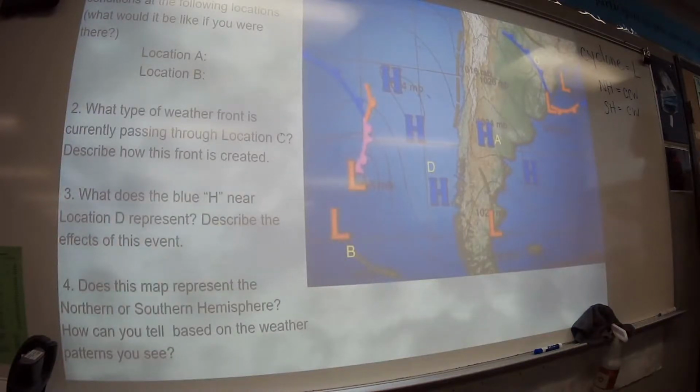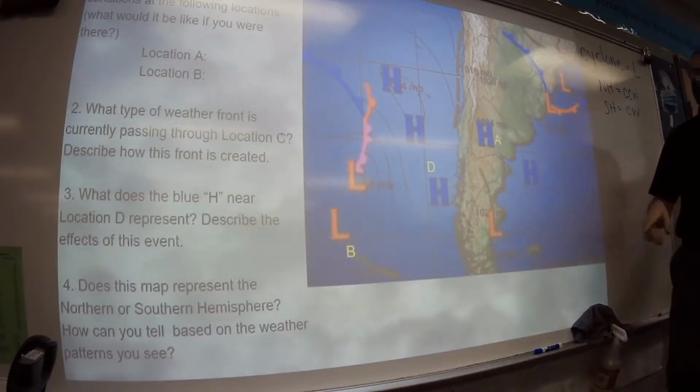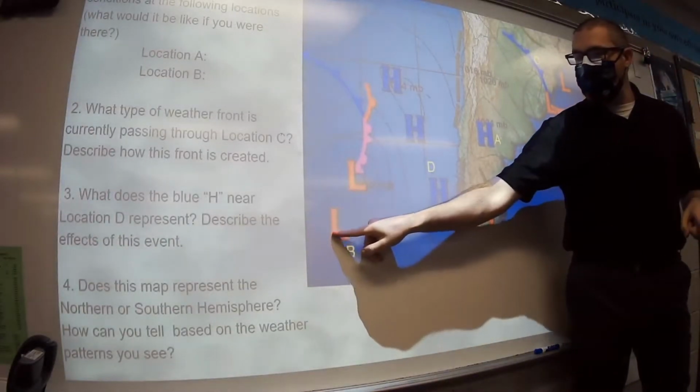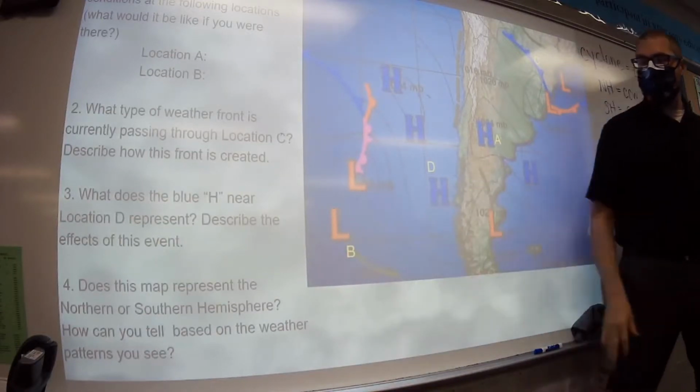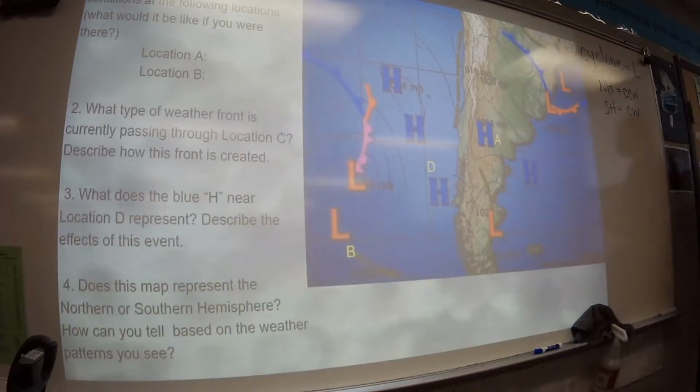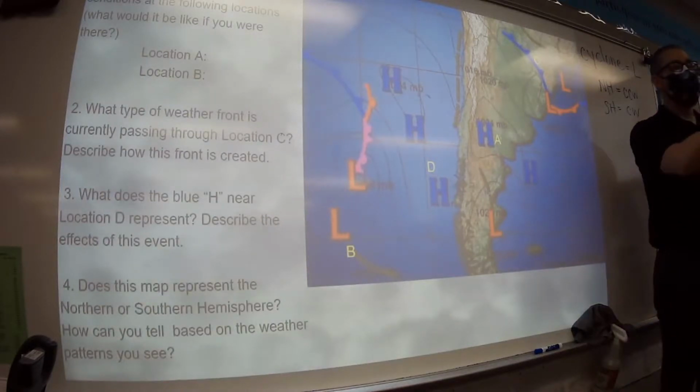It would be warmer than the stuff around it. And remember, we can't say the temperature of this because we don't know, but the red L tells us that this air is warmer than the air that is surrounding it. All right, probably humid, and with humidity comes clouds, maybe some rain. It's probably not a fantastic day there. Maybe similar to what it's like outside today.